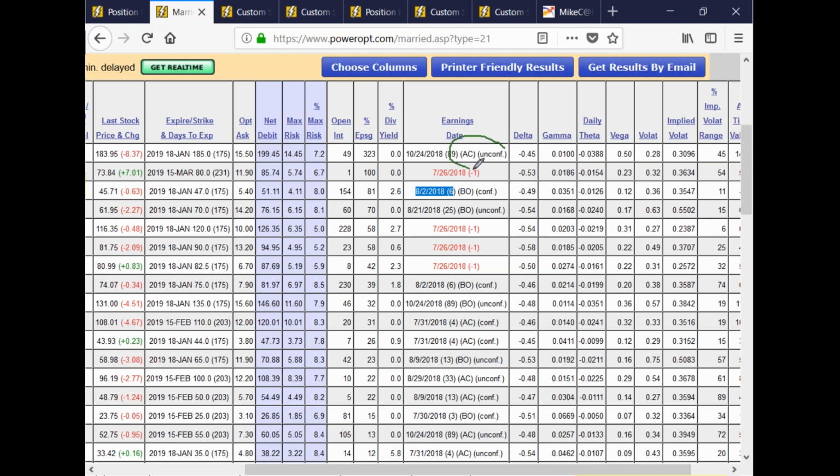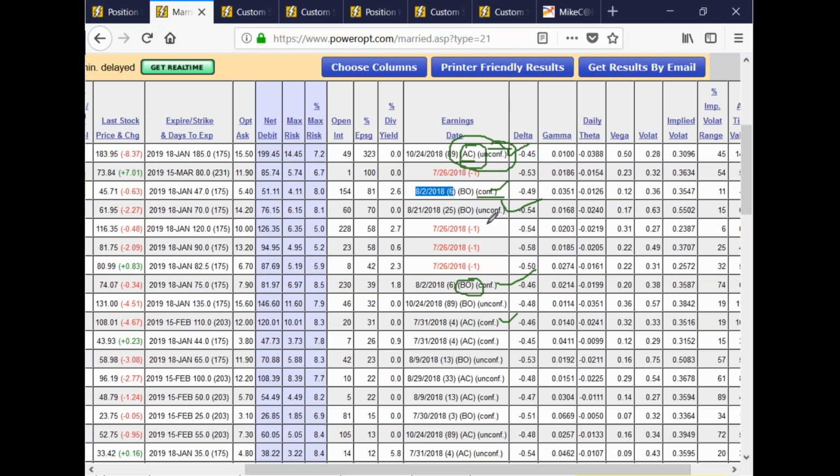So what it's telling you is if the earnings are confirmed or unconfirmed, CONF for confirmed, unconfirmed of course, unconfirmed 25 days away here, confirmed, and BO before open or AC after close. We didn't put after market because AM naturally could imply AM meaning morning.